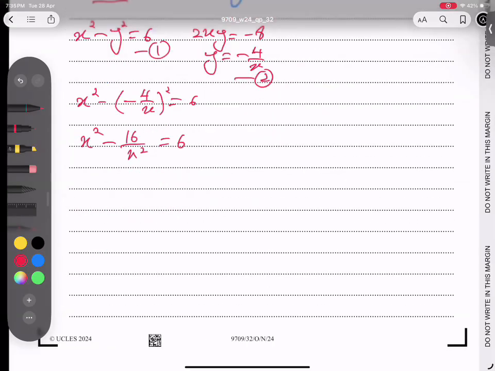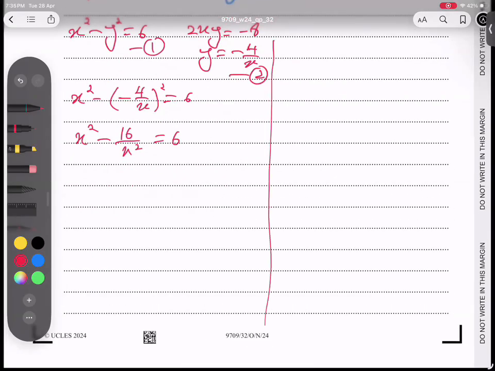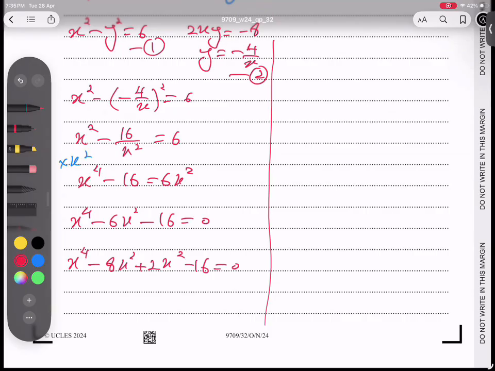Multiply the whole equation with x square. Students, what happens? I got x to power 4 minus 16 equal to 6x to power 2. Bring it to the left hand side, and I got this kind of equation. Taking x square common, I get x square minus 8, and x square plus 2. So I'm getting here x to power 2 plus 2 and x to power 2 minus 8.